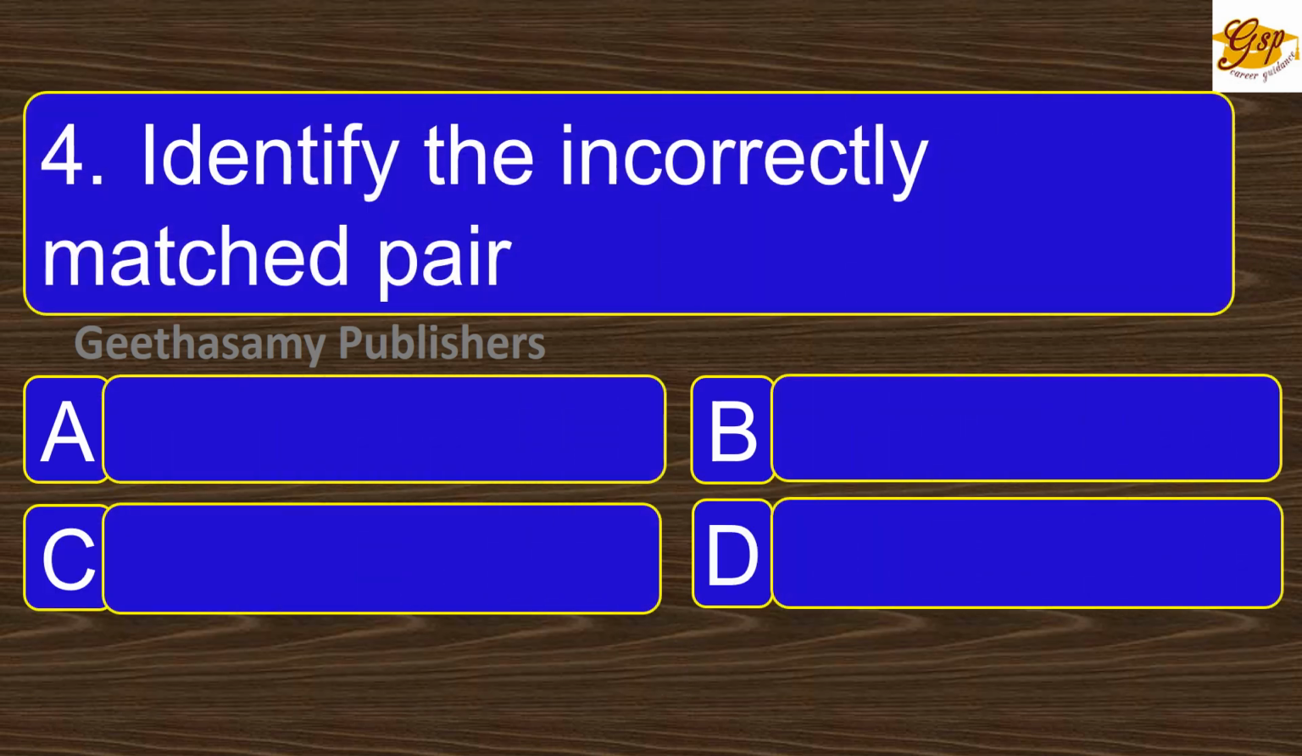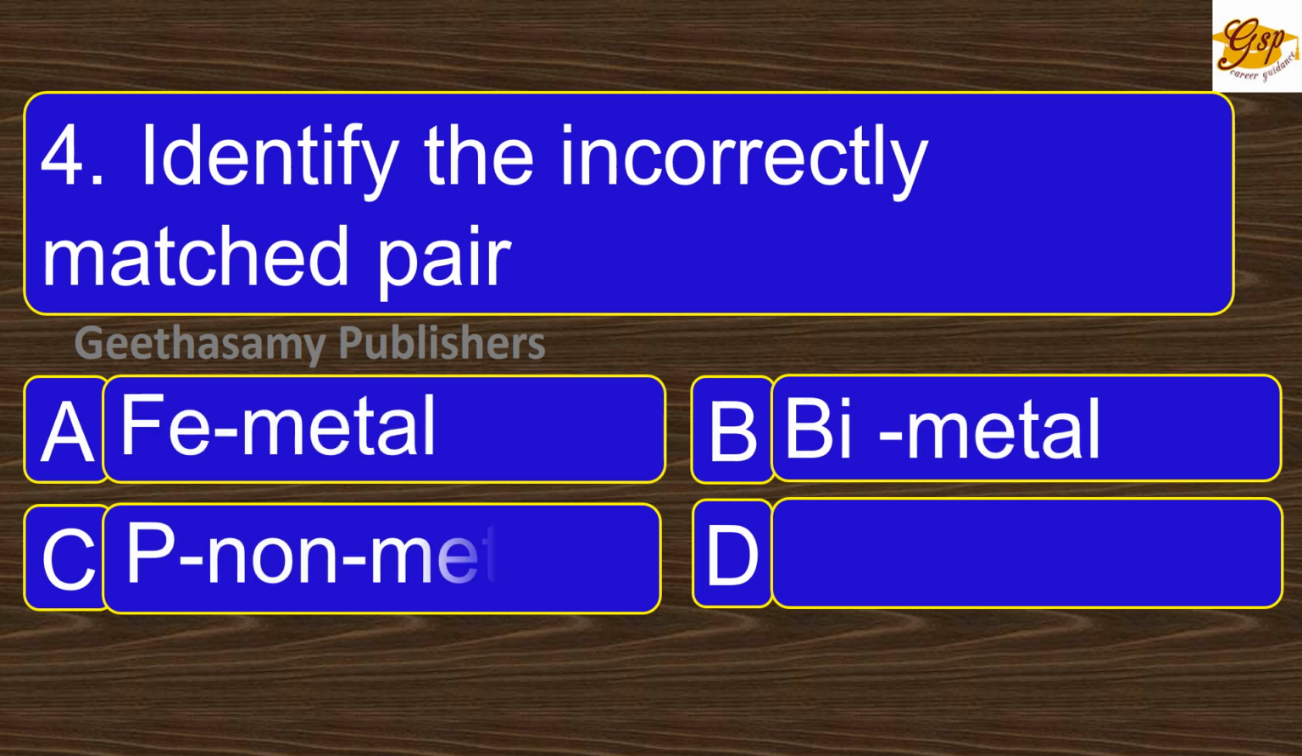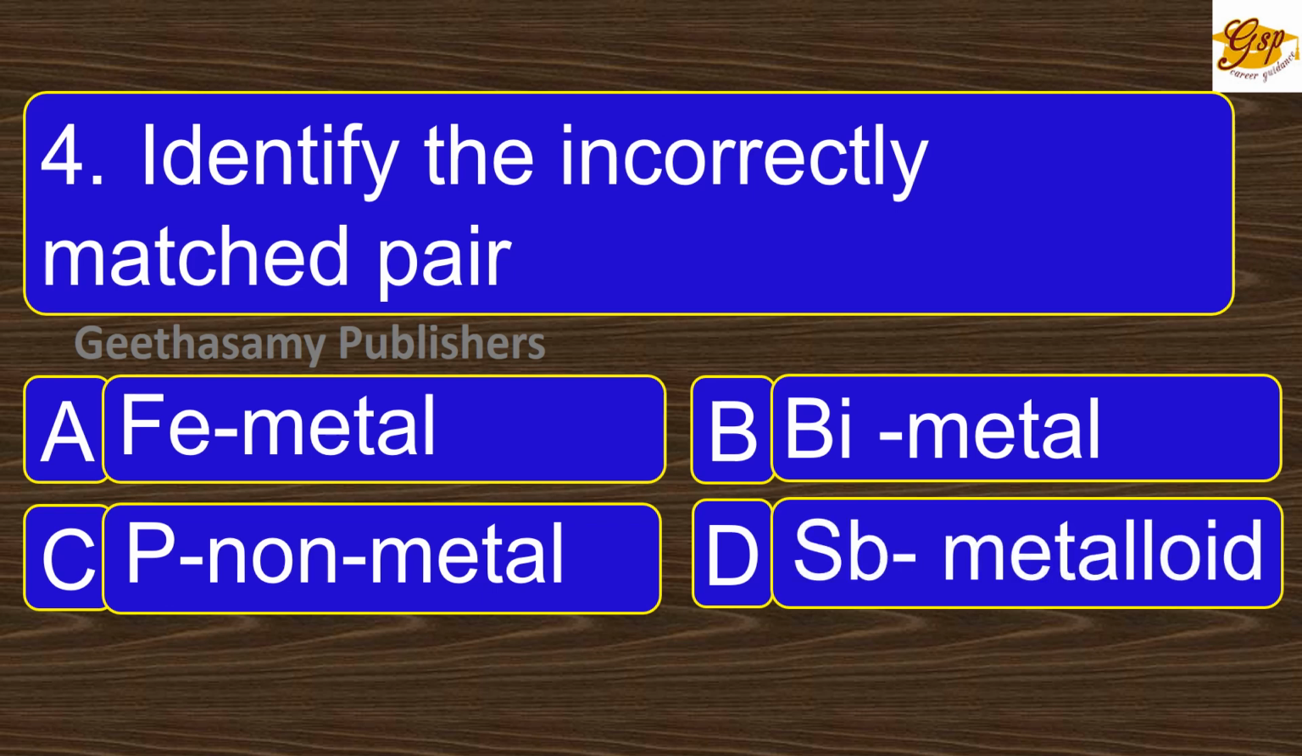Fourth question. Identify the incorrectly matched pair. A, ferrous metal; B, bismuth metal; C, boron non-metal; D, Sb metalloid. The correct answer is B, Bi metal.